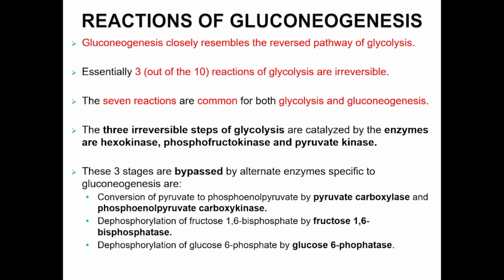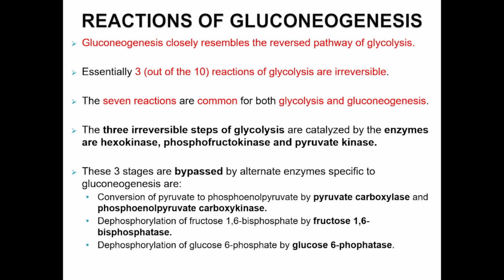طيب, gluconeogenesis closely resembles the reversal pathway of glycolysis. If you remember, in glycolysis we start from glucose and end with pyruvate. If we want to produce glucose, we just need to reverse. We go back from pyruvate to glucose. But there is a problem here, because if you remember, and I repeated it 100 times, there are 10 reactions in glycolysis.